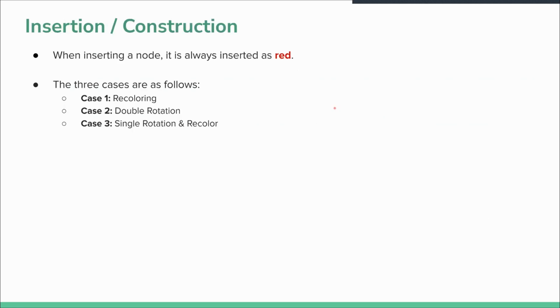All right, so when we're inserting a node, kind of as you did for 2-4 trees and AVL trees, it's always inserted as red. The three cases of insertion are kind of the same thing as rebalancing, or for a 2-4 tree, I suppose, promoting. It's going to be dealing with cases 1, 2, and 3.